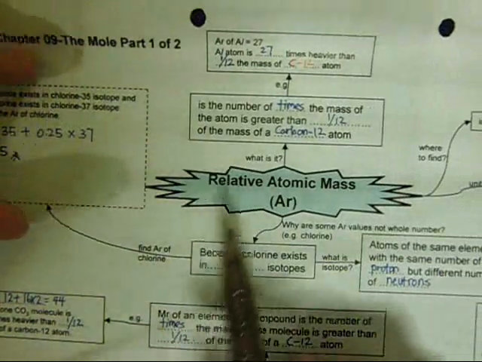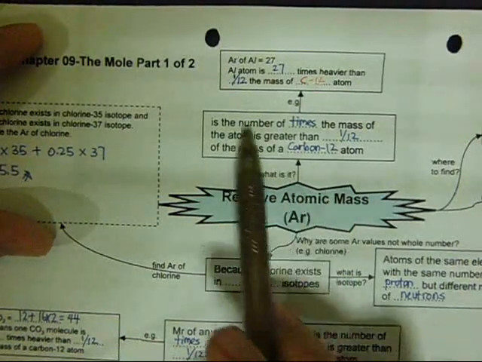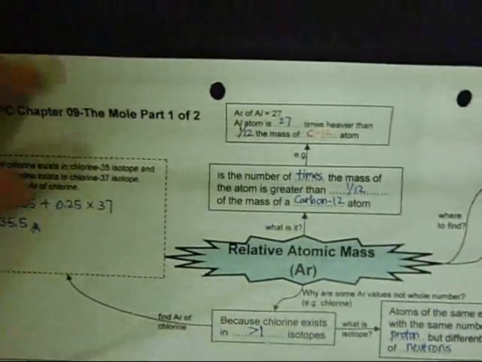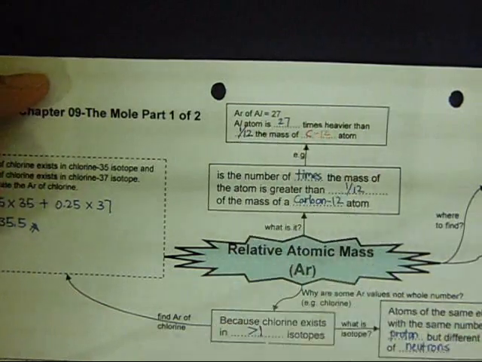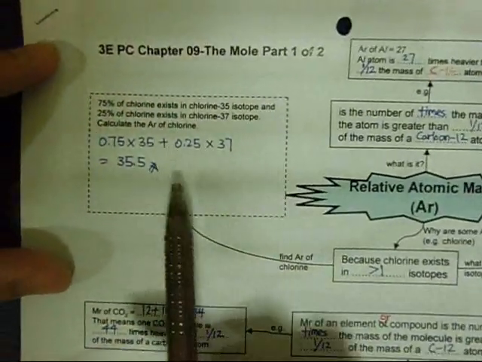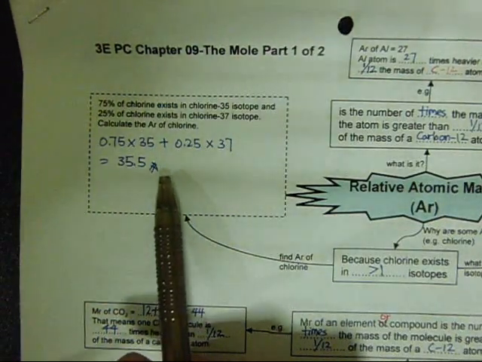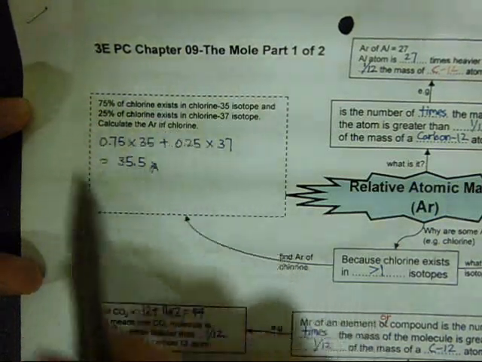Okay, the next part is about mole. Now, first thing is, for mole, you need to know the definition for relative atomic mass, or the AR. Then if, let's say, the AR of an element is 27, what does it mean? And also be able to calculate the AR, for example, of chlorine. Why is the AR for chlorine not a whole number? So you need to be able to calculate that, because chlorine exists in two isotopes, which are chlorine 35 and chlorine 37, and after that the calculation you must be able to do.